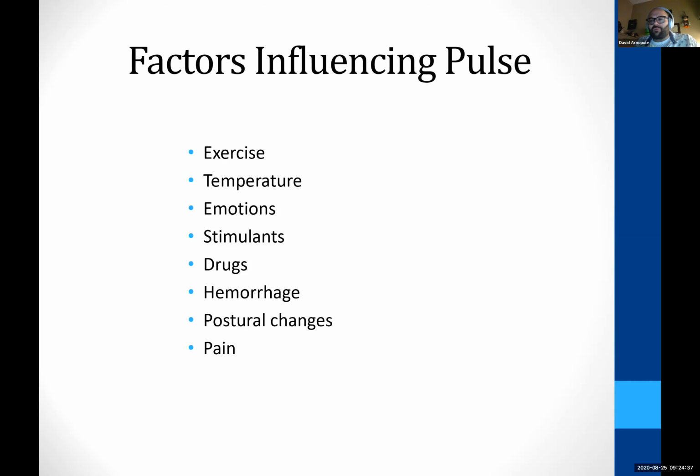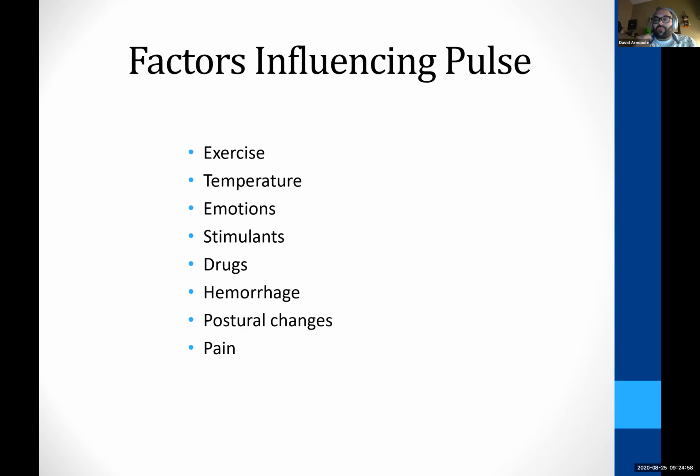Hot flashes. Oh no, women. We're talking about women. We're not talking OB right now. There's a lot of hormones with this. Don't ask me about that. Okay. So emotions, stimulants, and drugs. Drugs can go either way. Stimulants, you'd expect it to go up. Drugs can go up or down.